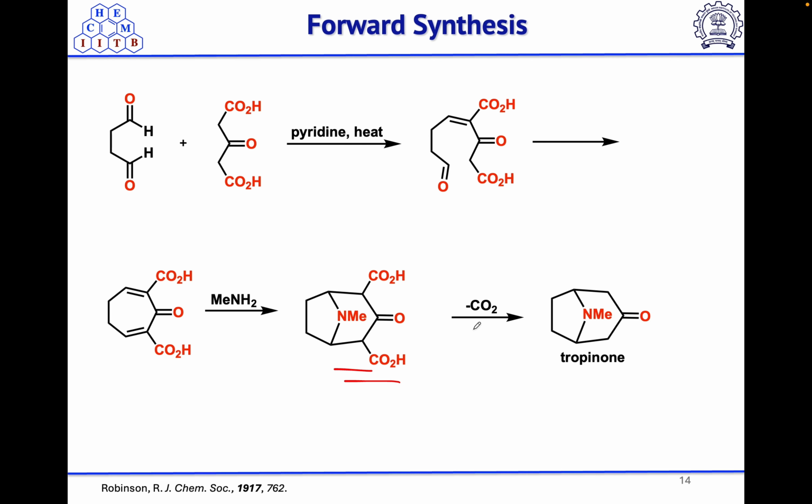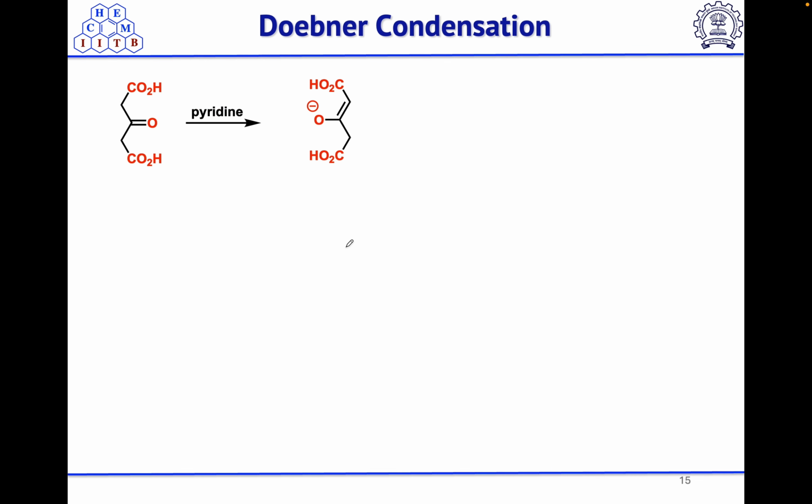So the product will be the CO2 elimination product at the alpha carbon, to give this product known as tropinone. It was synthesized by Robinson in 1917, almost a hundred years back. Now I will show the mechanism of this step. There is one name reaction to carry out this conversion, the Doebner condensation reaction.